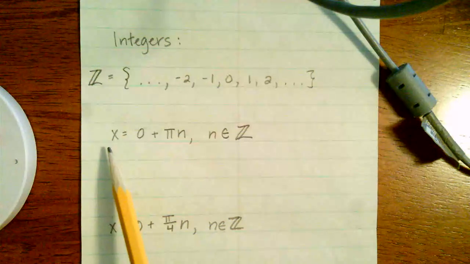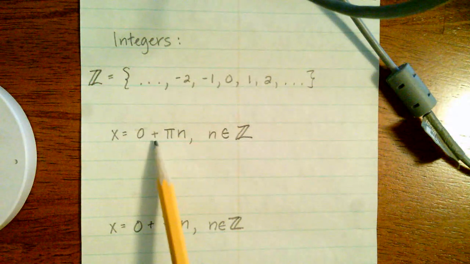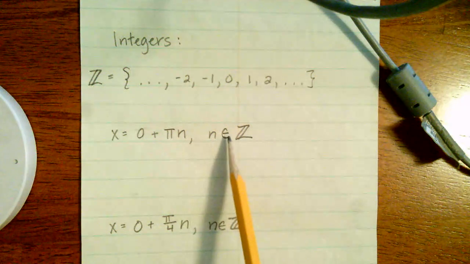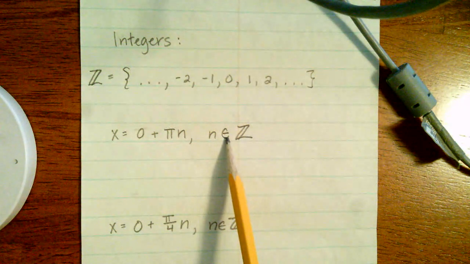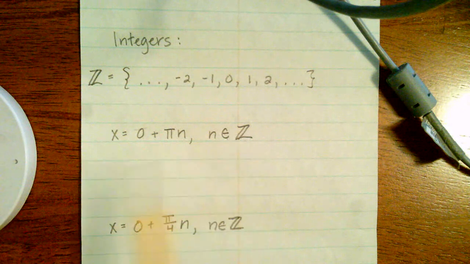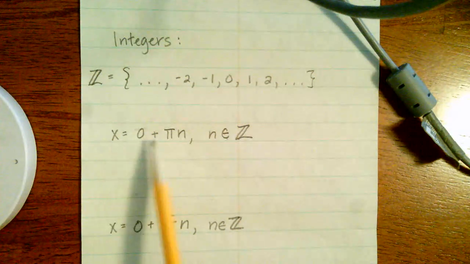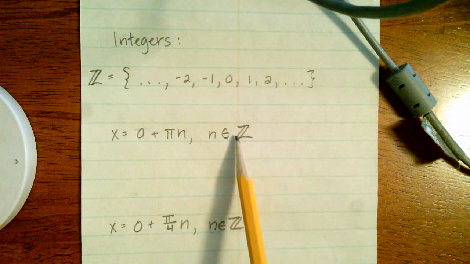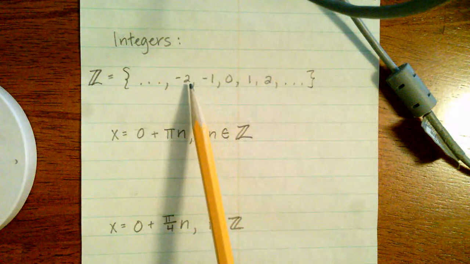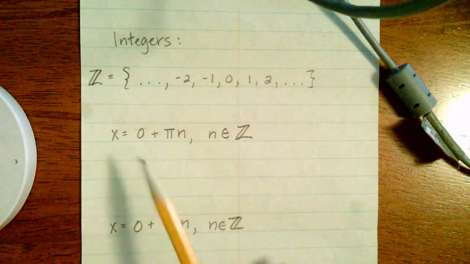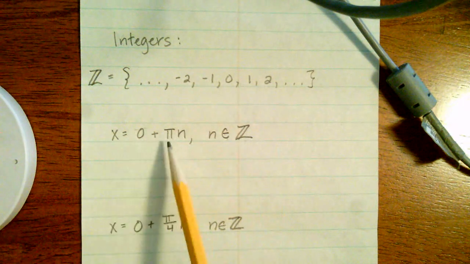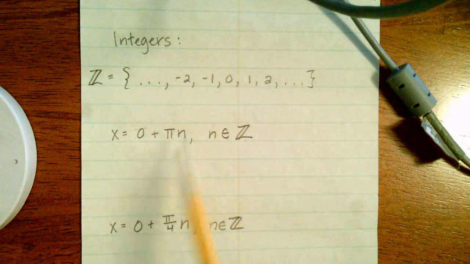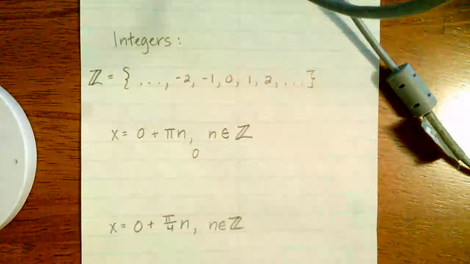We are going to see something like x is equal to 0 plus pi n, where n is an element of the integers. So we are looking for all the numbers 0 plus pi n, where n is an integer. All we're going to do is substitute in our integer values. I always start with 0 for my n. So 0 plus pi times 0 would be 0. So 0 is one of my numbers.